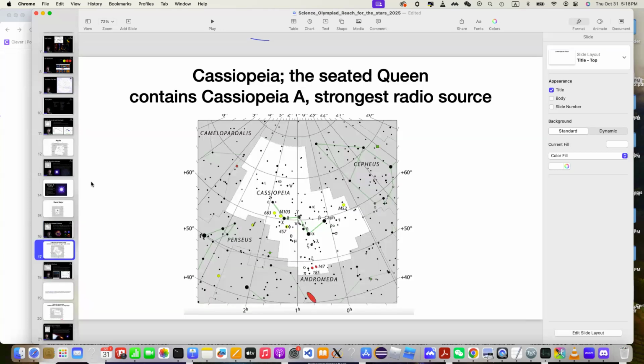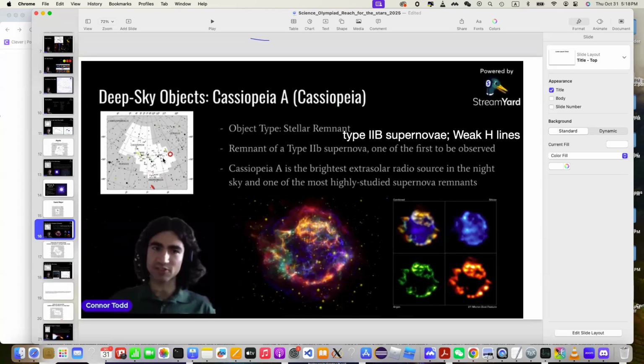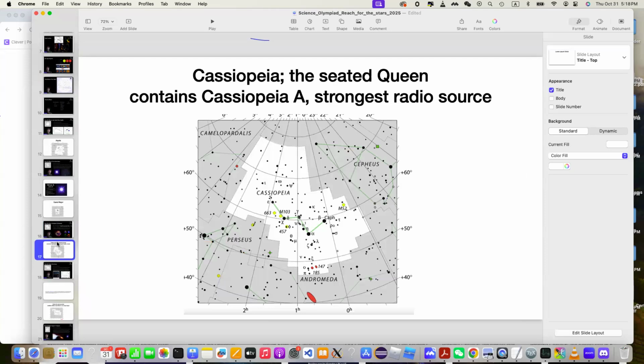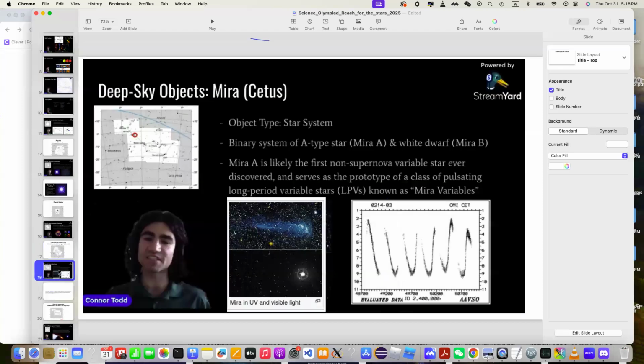Yeah. So Cassiopeia A is located here. Even though it is in the constellation Cassiopeia, it is not within the main W. It is somewhere here. Yeah, so that is its location.